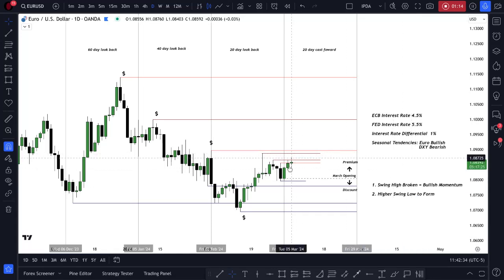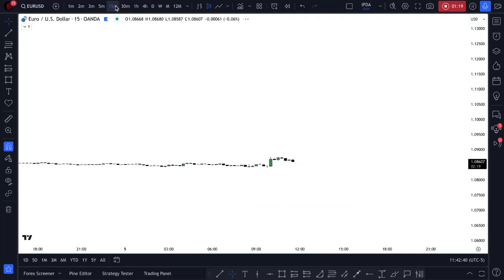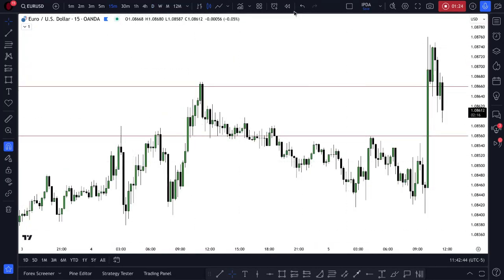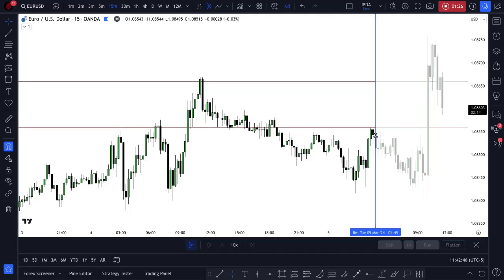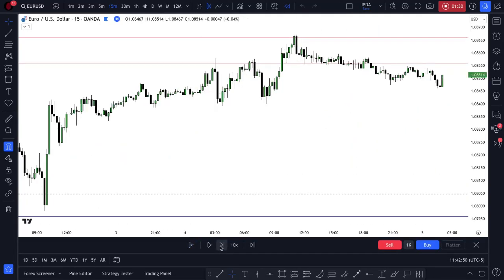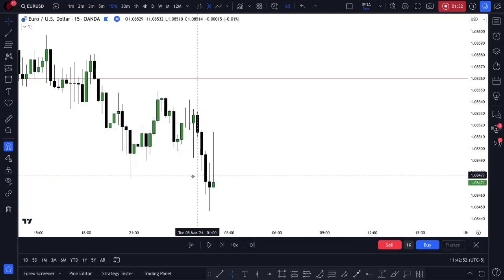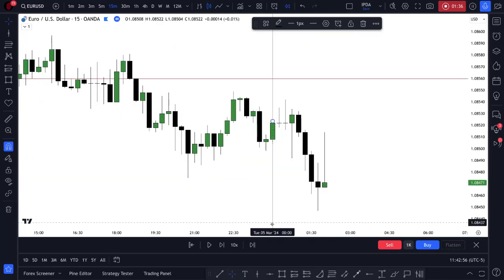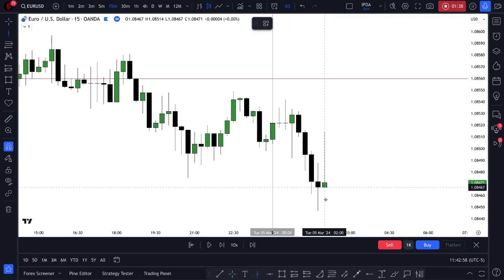If you take a look on the lower time frame, we had a very simple London model entry technique that I like to look at. So let's take a look at that together. We're going to go back to just before London session. And what we're going to be looking at is the dead zone from midnight to 2 a.m.